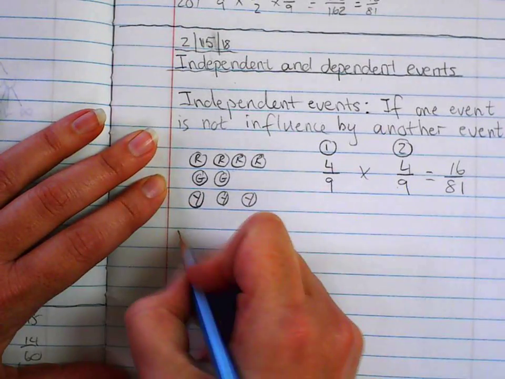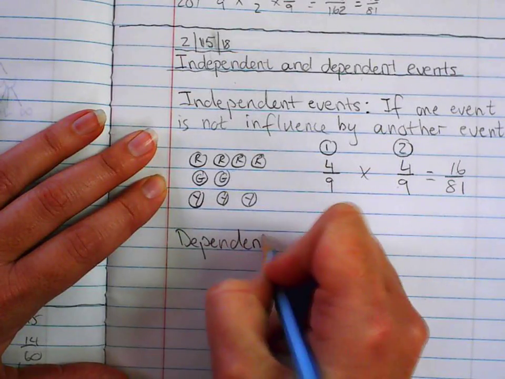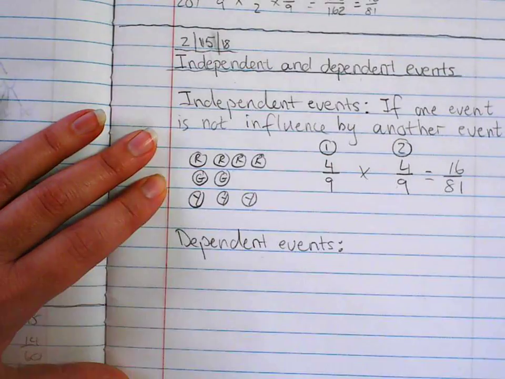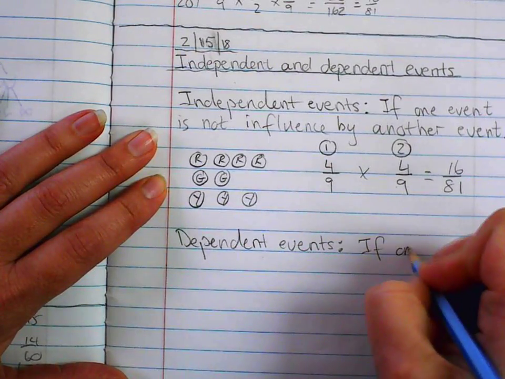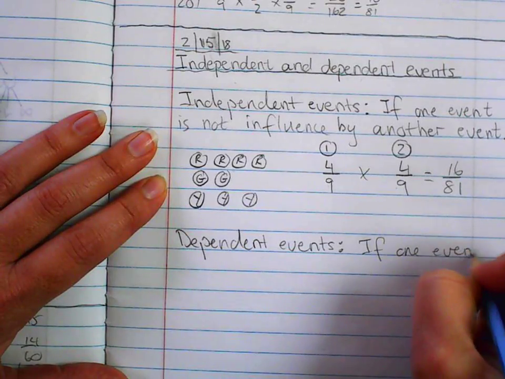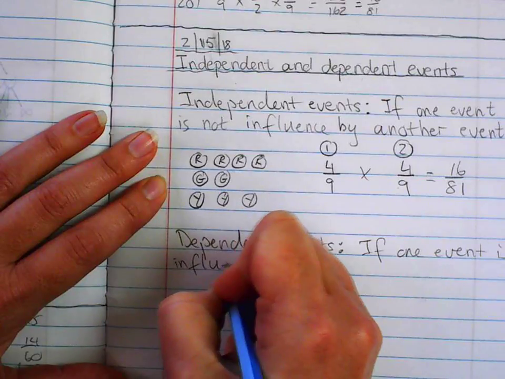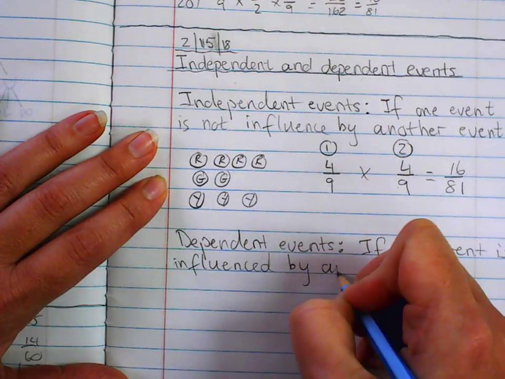Now we're going to do dependent events, which is quite the opposite from that. Okay, it's if one event is influenced by another event.